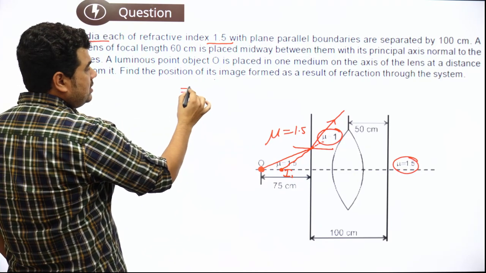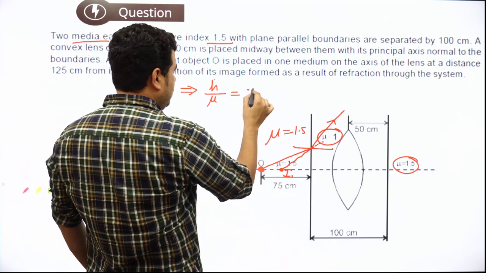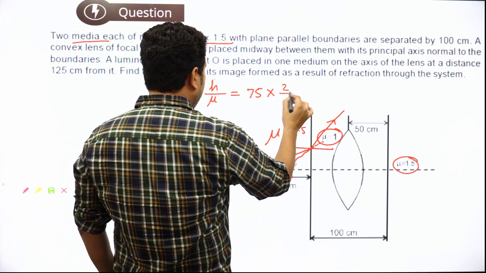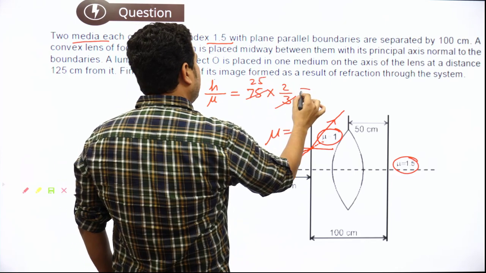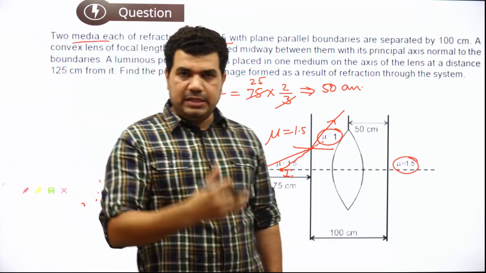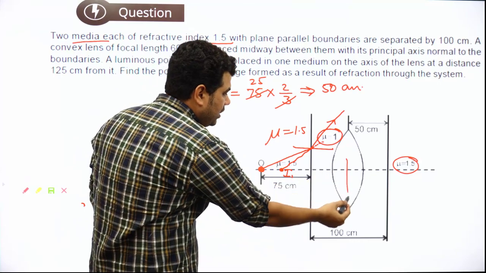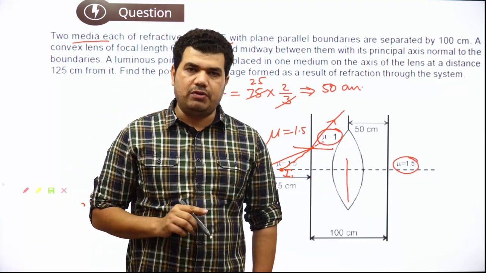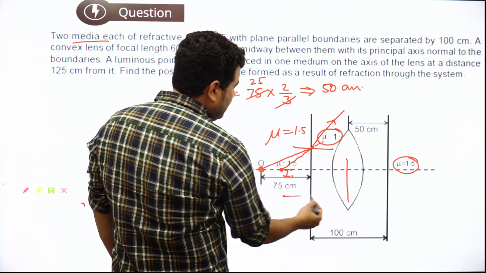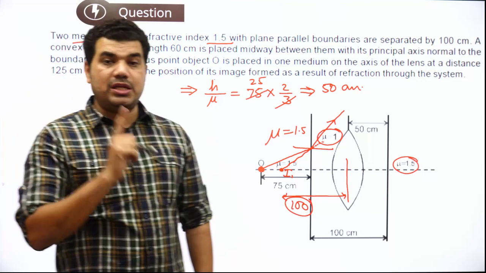The formula is h by mu. So what is h? It is the distance, that is actually 75 upon mu. So 75 upon mu 3/2, so it should be 2/3, so here 25, and now you can say this is 50 centimeter. Got it? So for the lens, the object is not at 75 plus 50 centimeter. It is not at 125. Because 50 and 50 here, it is at 100 centimeter. This is the distance of the object for this lens.